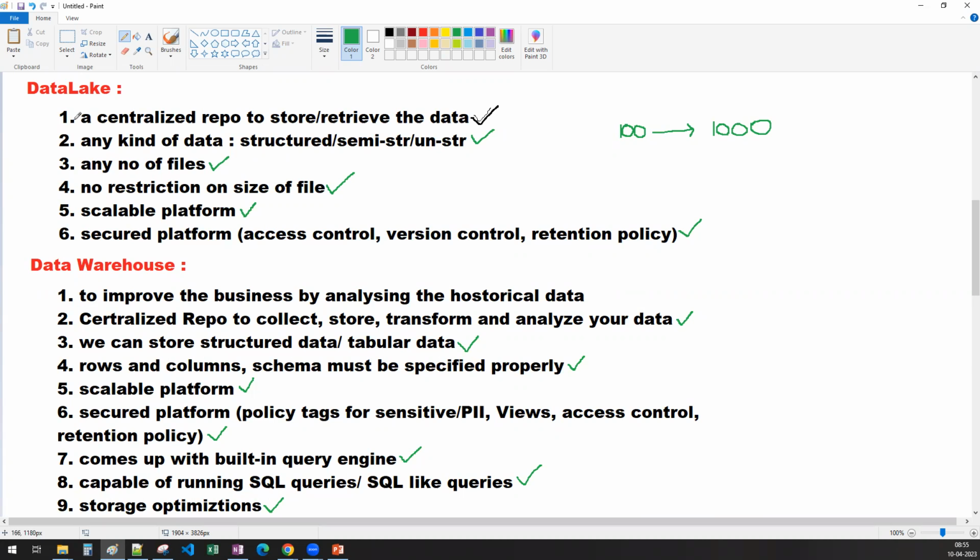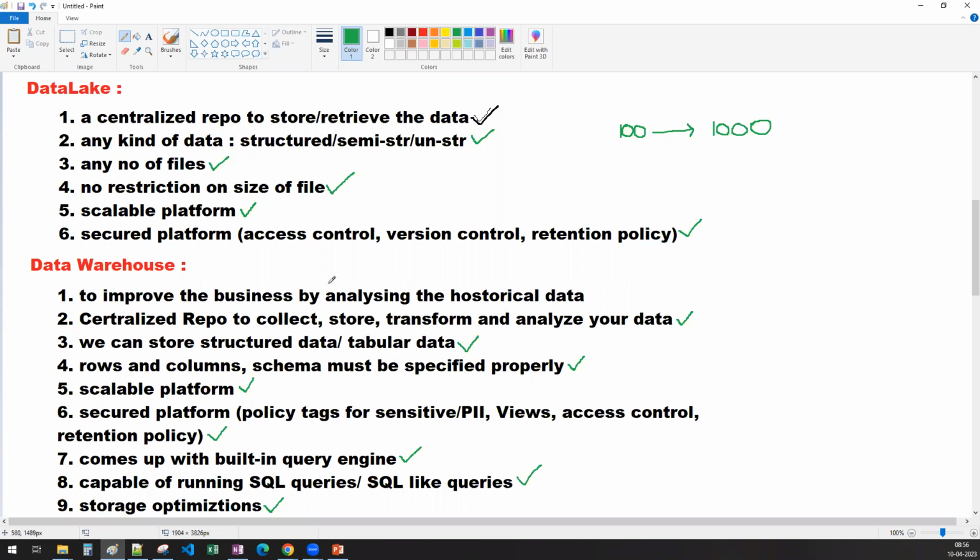But what is the main intention of creating a data lake, and what is the main purpose of the data warehouse? The data lake's main purpose is to store all the data, and when the time comes, we retrieve the data. The main intention of a data lake is to store and retrieve the data for further downstream use cases. But the main intention of a data warehouse is to improve the business by analyzing the historical data.